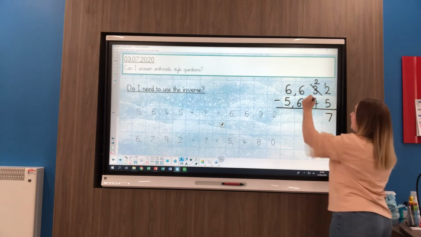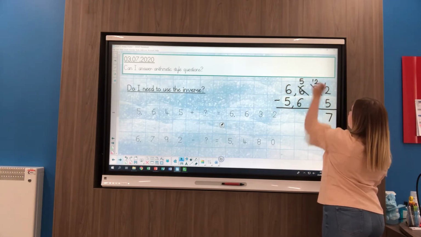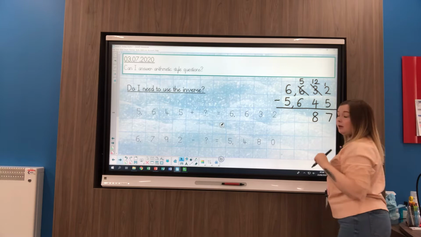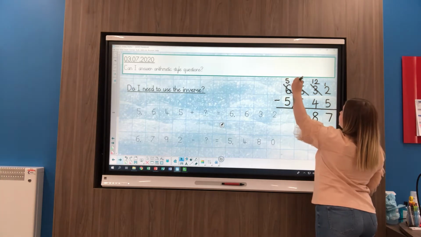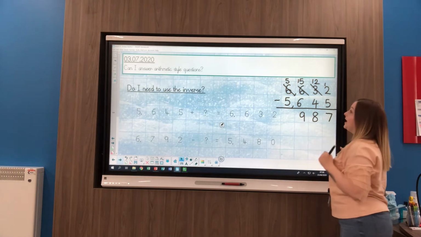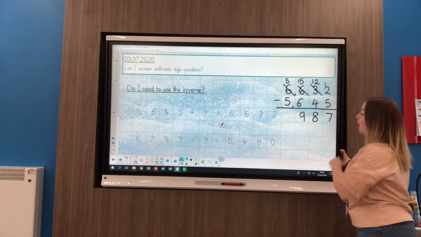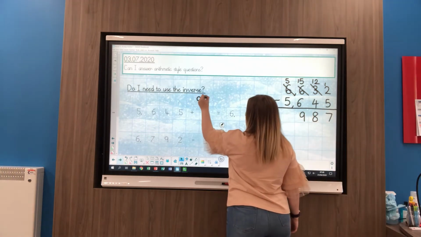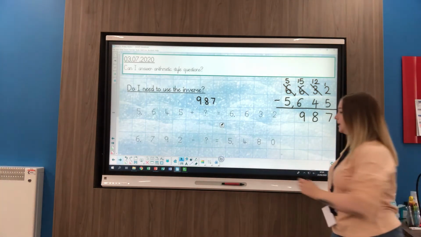2 take away 4, again I know I can't do, so I'm going to cross out the 6, that becomes a 5, and the 2 here again becomes a 12, so 12 take away 4, 8. 5 take away 6, again I know I can't do that, so the 6 is going to become a 5, and this 5 is then 15. 15 take away 6 is 9. And then 5 take away 5 is 0. Now you can write the 0 in, but it doesn't matter if you don't. So I think that our missing number is 987. And what we can do is we can check our calculation now to make sure that that is correct.